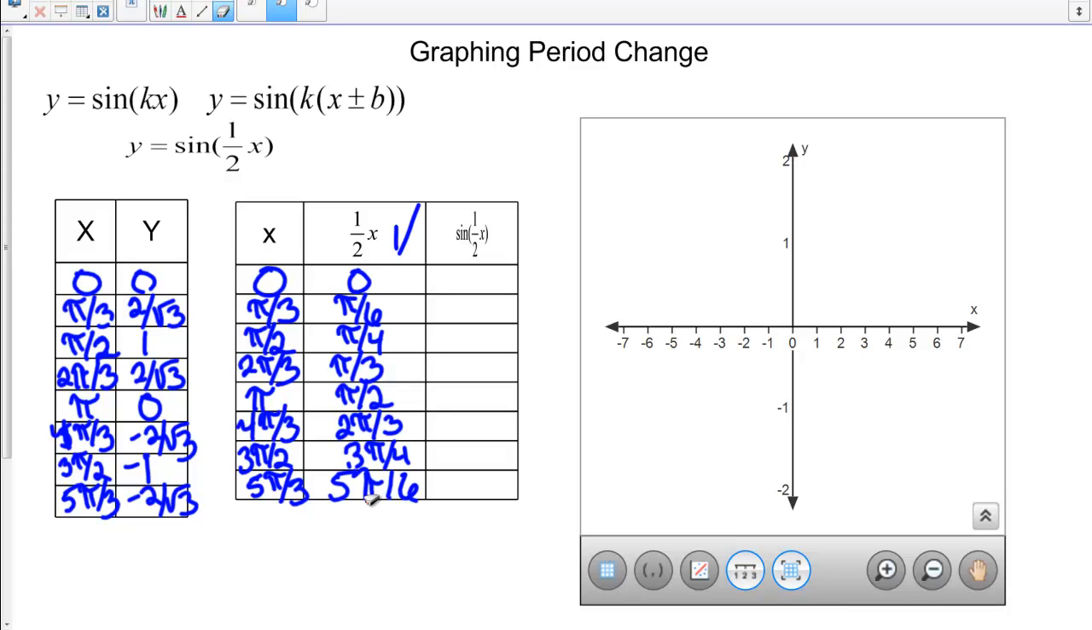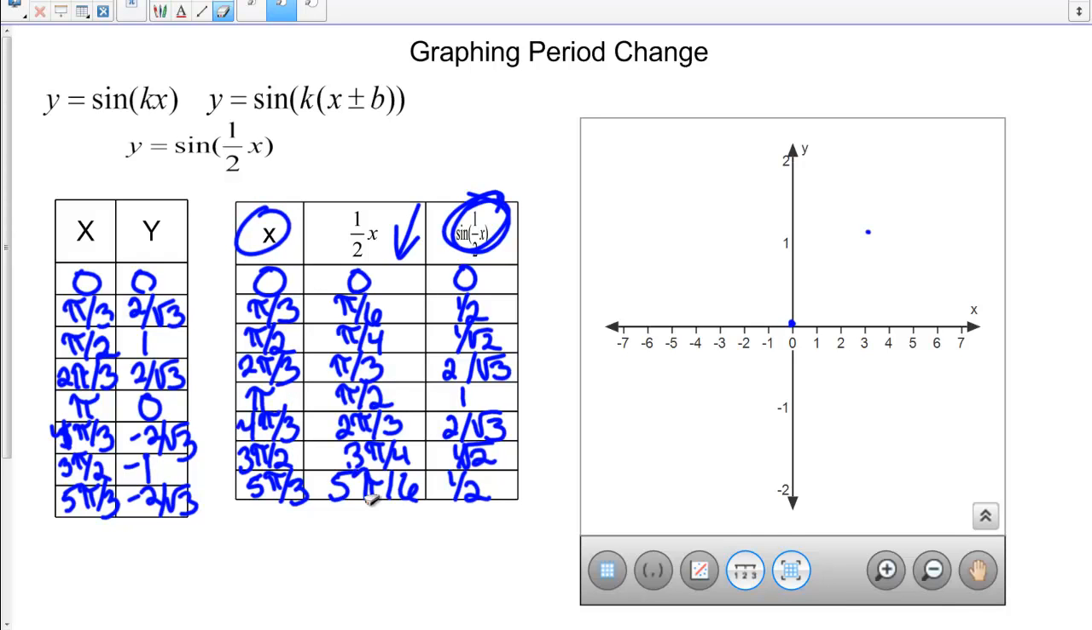So sine of these values, we get 0, 1 half, 1 over square root of 2, 2 over square root of 3, we get 1, we get 2 over square root of 3, we get 1 half, so we get 1 over square root of 2, we get 1 half. So if we plot these points, we remember to plot the x and our y's.